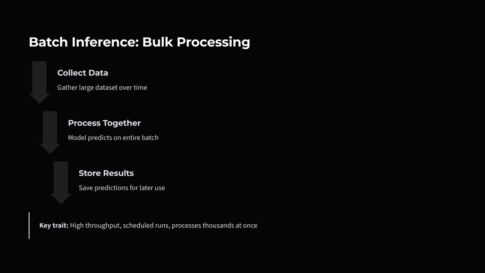Batch inference, bulk processing. Batch inference collects data over time and processes everything together, like doing all your laundry in one big load, instead of washing each shirt separately. It shines when you have huge datasets and no real-time pressure. Companies use batch for nightly risk scoring, generating embeddings for entire catalogs, or running monthly financial models.